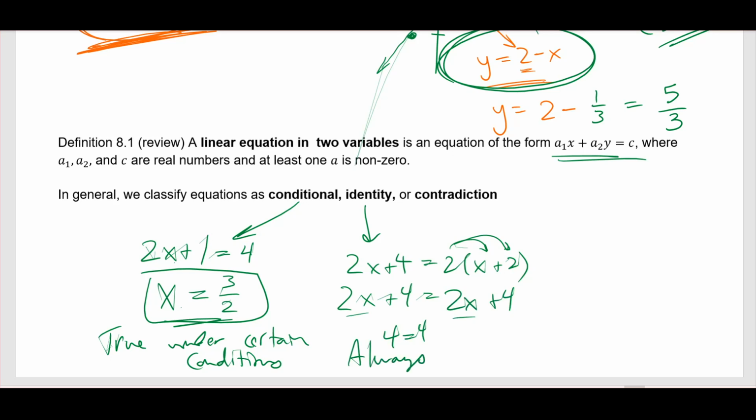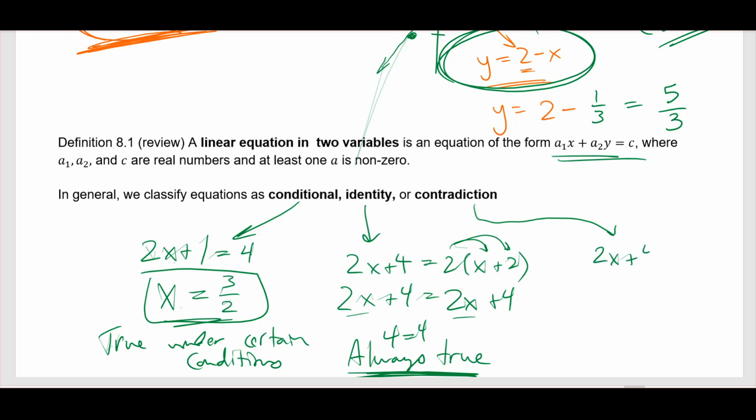So something that happened here is the variables dropped out and we're left with a true statement, right? So that's always true. So when the variables drop out like this, what that means is that the value of the variable doesn't matter at all, and it's just always going to be true in this case. Now, a contradiction is going to be sort of like that, but as you might guess, it's never going to be true. So here's an example.